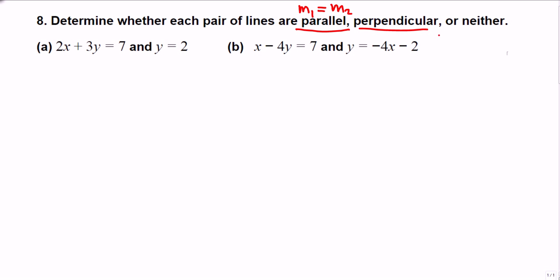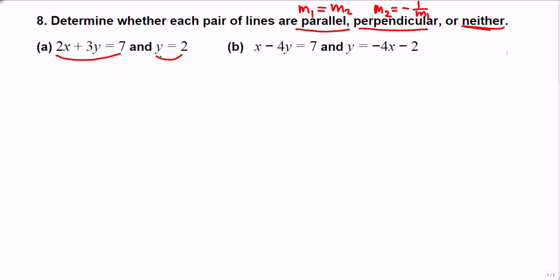For perpendicular, the slope of one line, let's say m2, should be equal to the negative reciprocal of the first slope, negative 1 over m1. Or if we multiply these slopes, m1 times m2, that should be negative 1. So let's find the slope of each line and check if one of these two is satisfied. If not, we will go for neither.